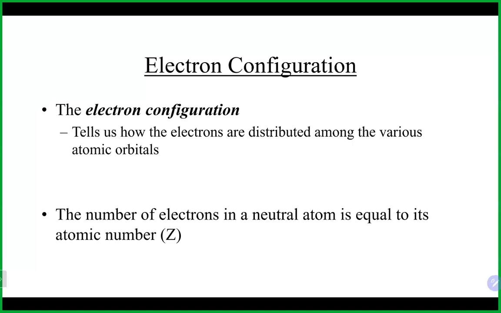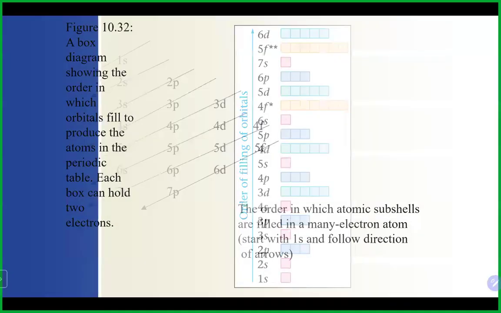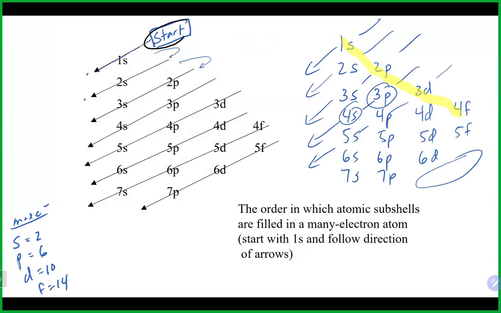The number of electrons in a neutral atom will equal the atomic number. Again, the atomic number is the number of protons, which are the positively charged particles. So if we have a neutral atom, that will also be our number of electrons. So let's take a look at this and talk about how we can do this. If we look at hydrogen, its atomic number is 1, which means it has 1 electron. So if we come back to our little chart here, we're going to start up here, and that will take us right to the 1s.